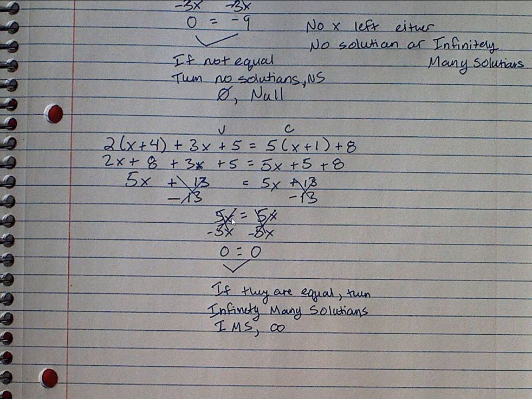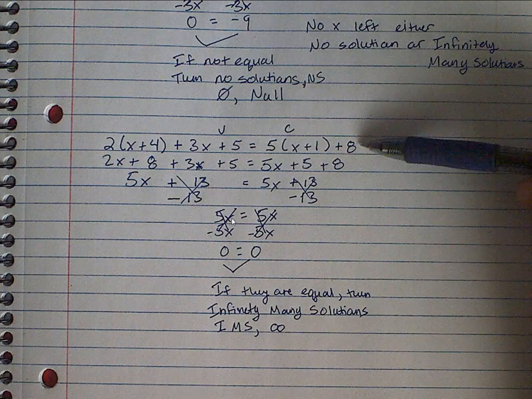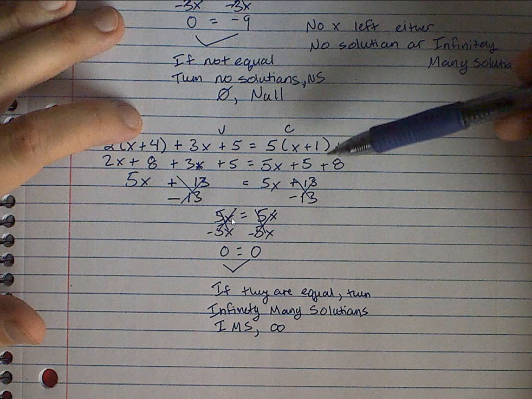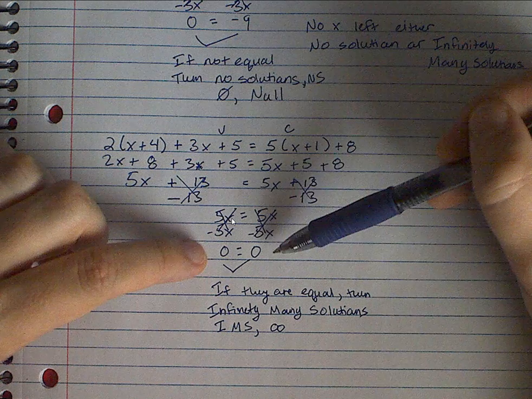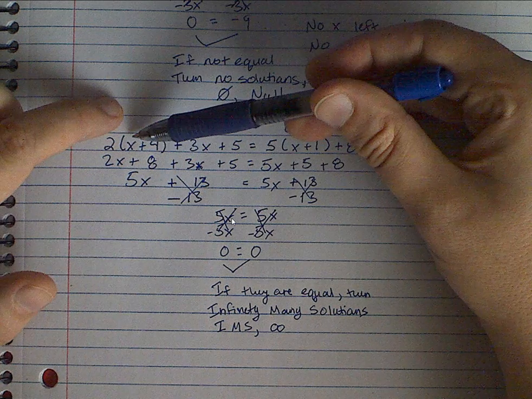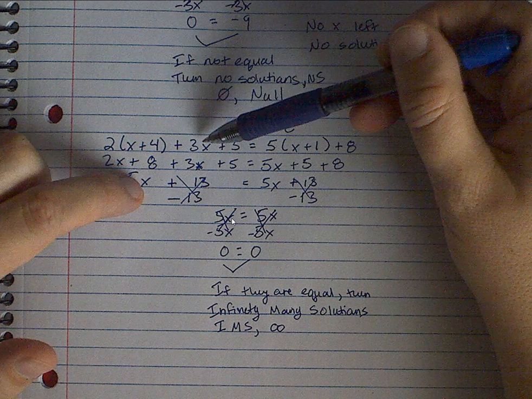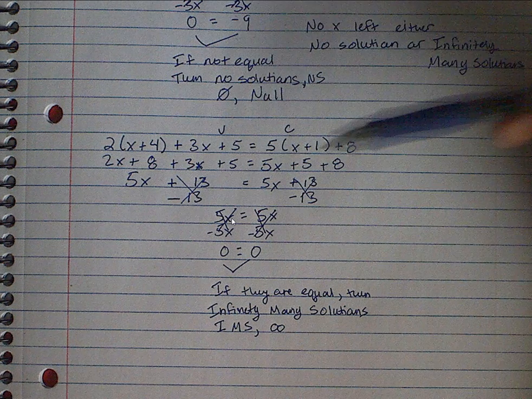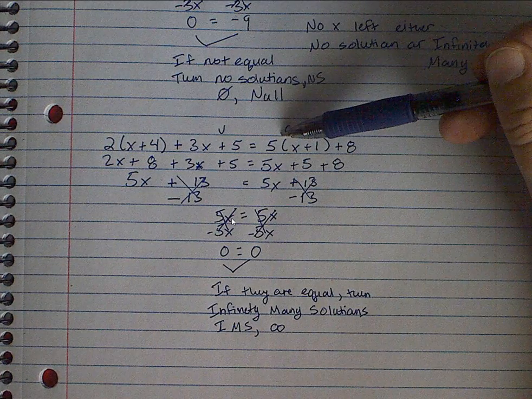So what this means is no matter what number I put in here for x up here at the very beginning, I could put 5 in here and it's always going to be true. And the reason is because 0 is always going to be equal to 0. So if I put 5 in here at the very beginning, 5 plus 4 is 9, 9 times 2 is 18, 18 plus 15 is 33, 33 plus 5 is 38. Over here, 5 plus 1 is 6, 6 times 5 is 30, 30 plus 8 is 38.